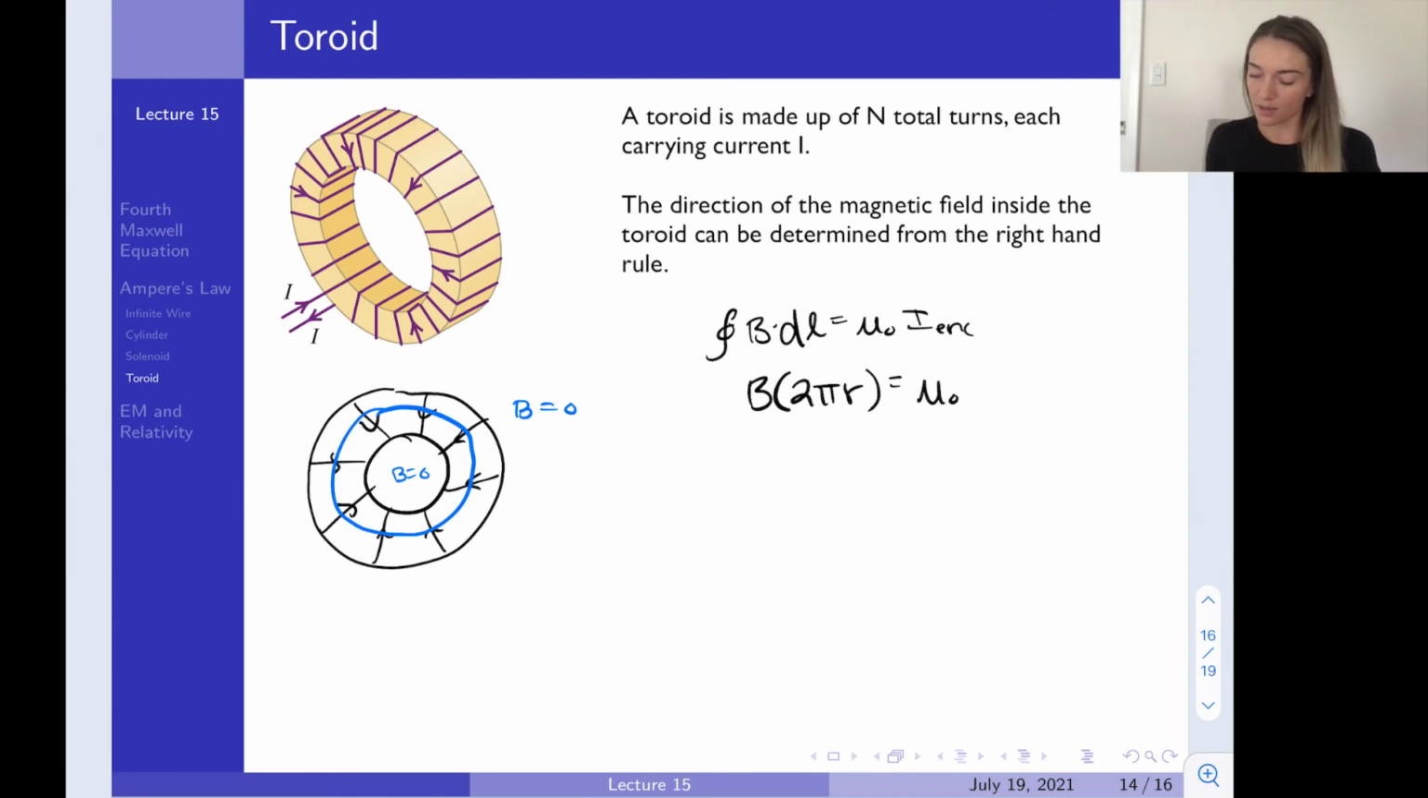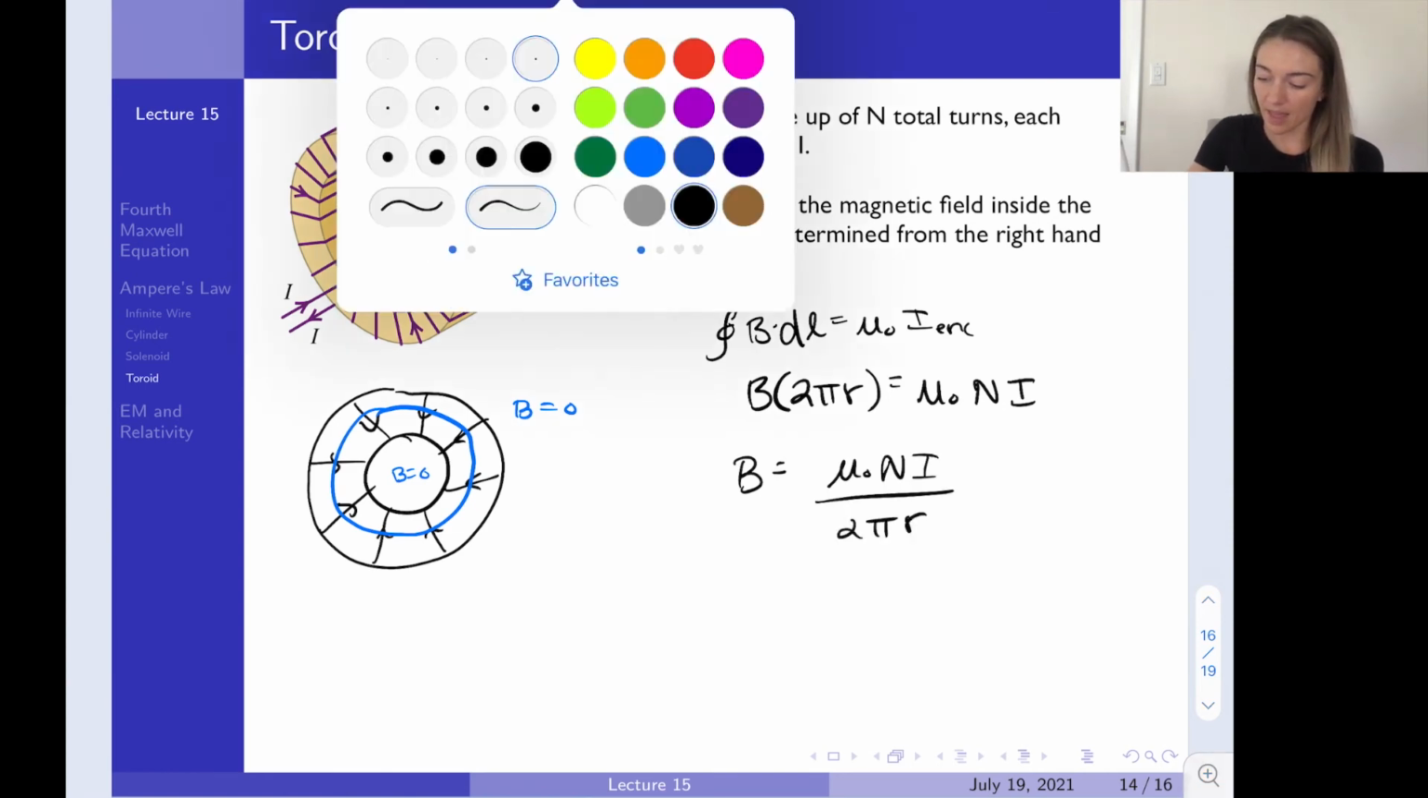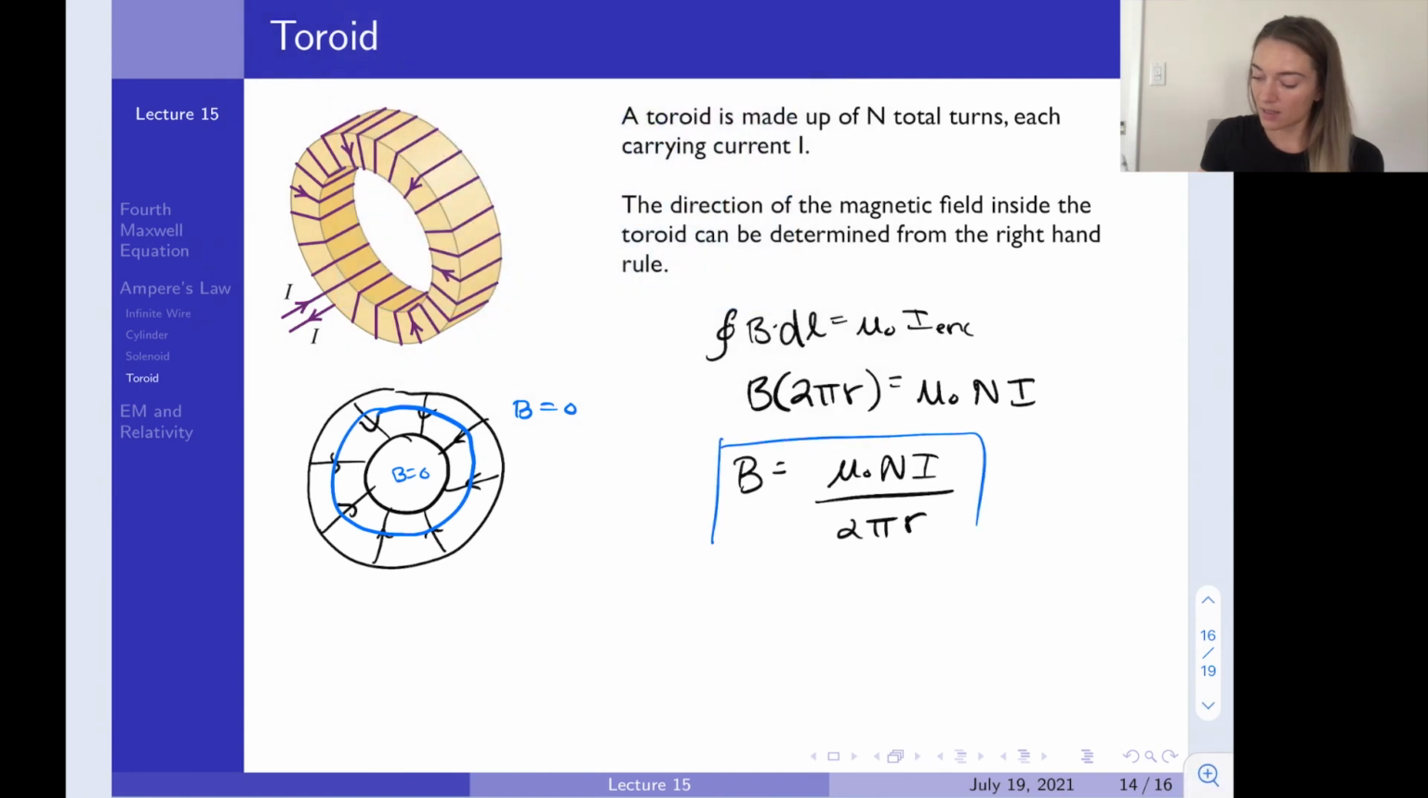And now mu naught, and now my enclosed current. My enclosed current is just going to be the total number of turns times the current on each one. So my enclosed current is just capital N times I, and that's it. And then I just solve for B. So B is mu naught capital N times I over 2 pi r, and that is my magnetic field for a toroid. And this is just inside the toroid.